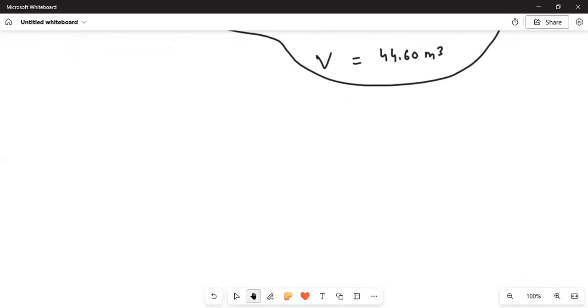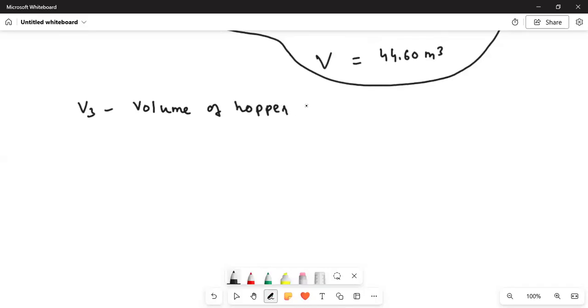Okay. So V3, what is V3? V3 is the volume of hopper bottom. And this is how the hopper bottom is. You have some opening. So this is the H3 that you have. And the angle that it is making, that is theta. Theta will be equal to 45 degree.